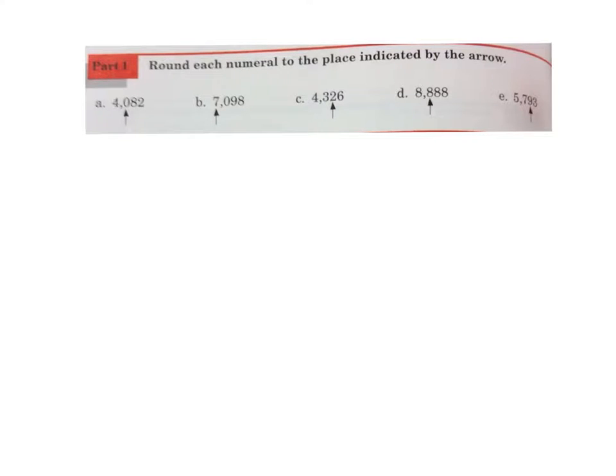So look at A. We have it arrowed to the hundreds place. So that means that I'm going to look next door and I have to decide whether the hundreds place is going to go up or stay the same. So remember that everything before the arrow is going to stay the same. So the 4 in the thousands place will stay the same.